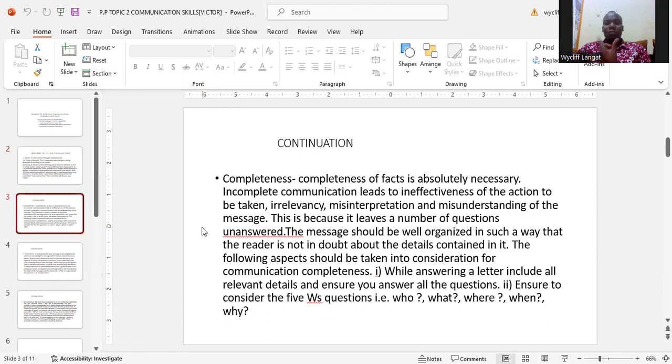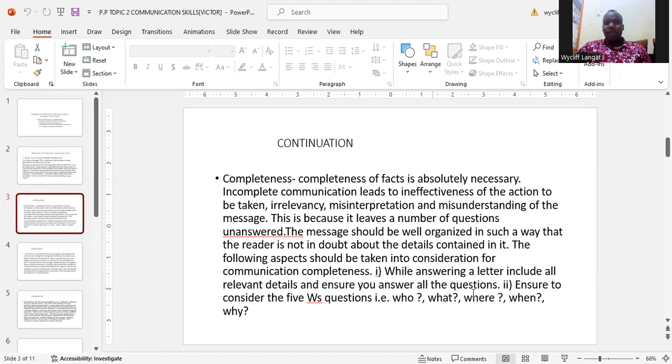We have another principle, that is completeness. Completeness of facts is absolutely necessary. Incomplete communication leads to ineffectiveness of the action to be taken, irrelevancy, misinterpretation, and misunderstanding of the message. This is because it leaves a number of unanswered questions. The message should be well organized in such a way that the reader is not in doubt about the details contained in it. The following aspects should be taken into consideration.